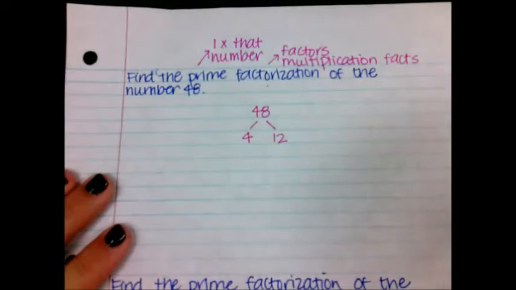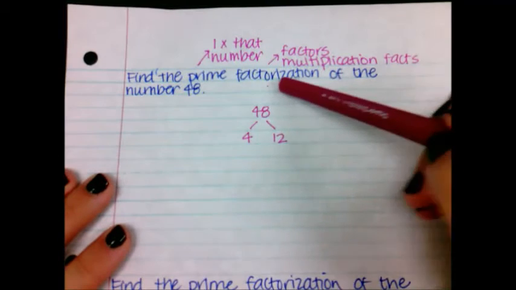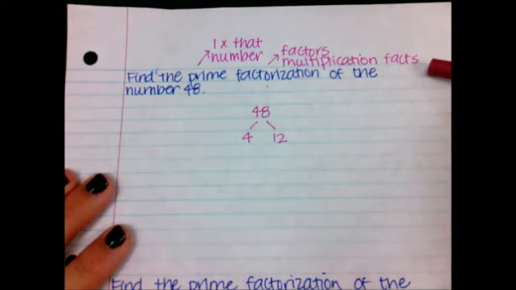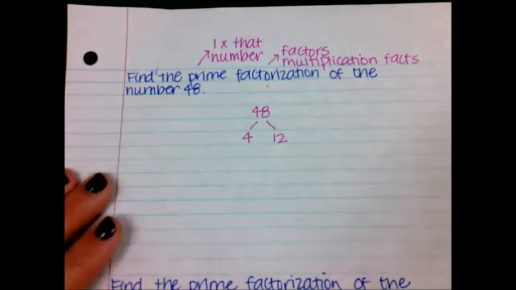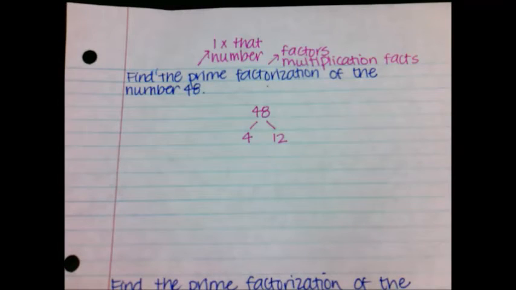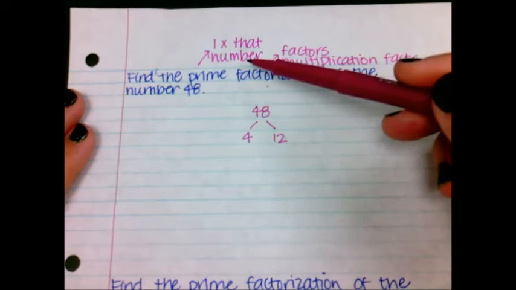We're going to take a look at prime factorization. The first thing that I want to make sure we know is factorization is talking about factors, which is similar to multiplication facts, and that's an easy way for kids to remember that. And then when we're finding prime factorizations, we're finding prime numbers, which means that the only multiplication fact that will make that number is 1 times that number.